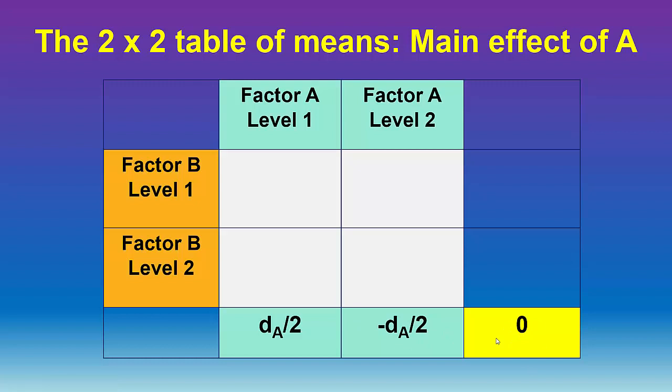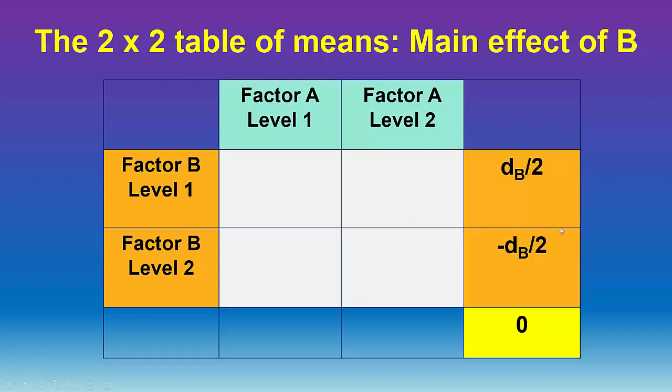We do the same thing for factor B main effect. We have a d for factor B as main effect, and we add half of it to level 1 of factor B and take away half of it from level 2 of factor B, preserving the grand mean. Now it doesn't really matter which way round we do it. Here we've arbitrarily designated it such that level 1 has a higher score than level 2 for both main effects.